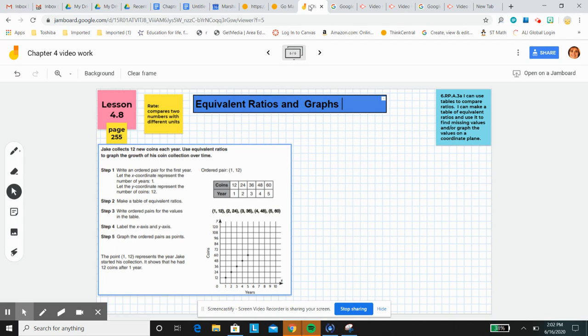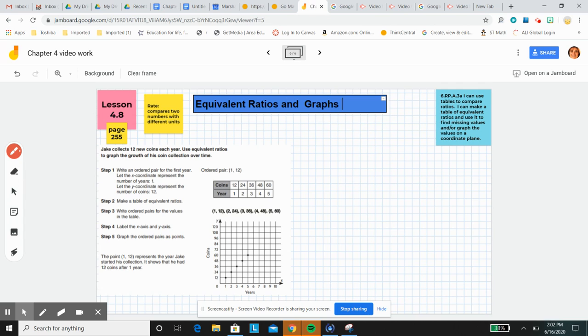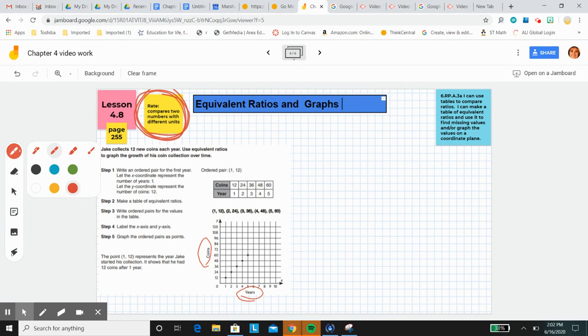Just to remind you, a rate compares two numbers with different units. So we're going to have different units. Like for instance, in our particular lesson today, we have coins and we're going to have years. These are different units, okay? So it's not coins and coins or years and years, it's coins per year. All right, so as we look through this today, really quickly, let's read the question.